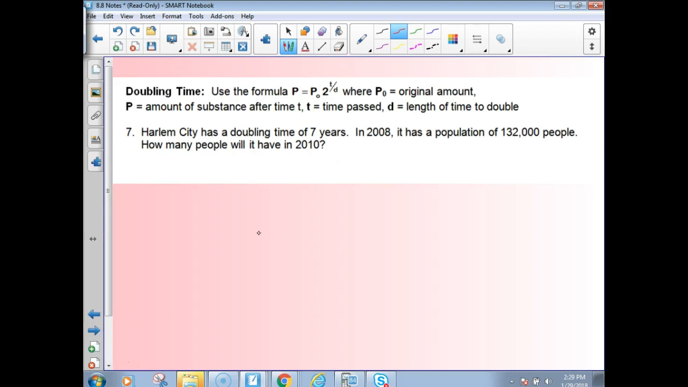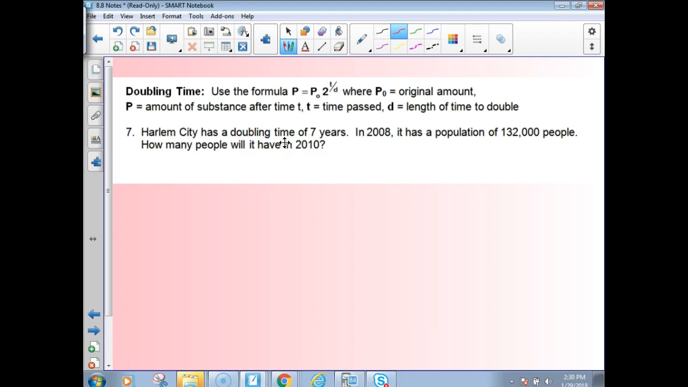Doubling time. Now we have a new formula for the doubling time. Use the formula P equals the initial value times 2, for doubling, to the T over D, where D is the doubling length of time, the length of time that it takes to double, and T is the time that has passed as normal.